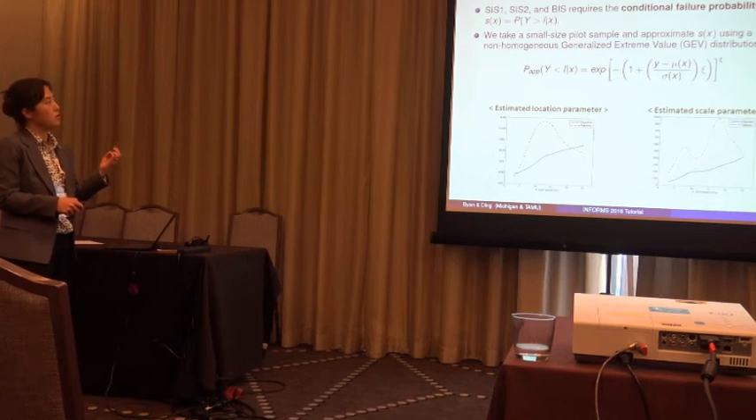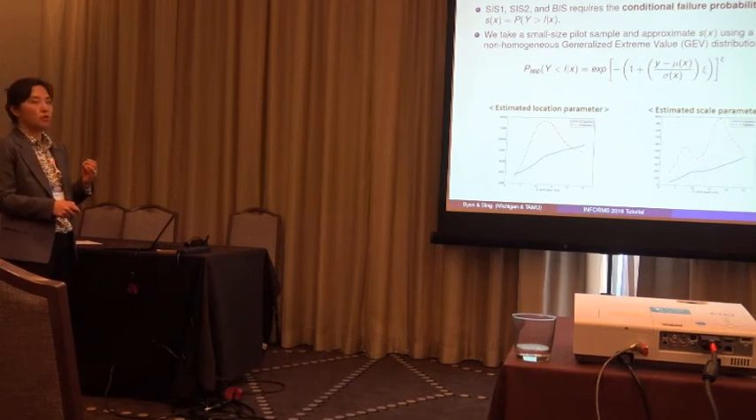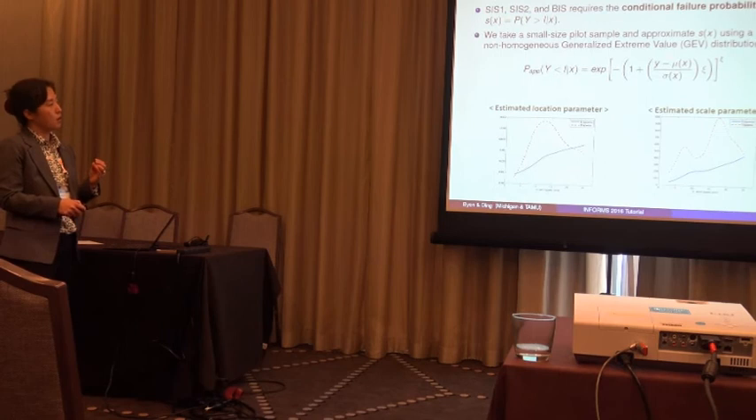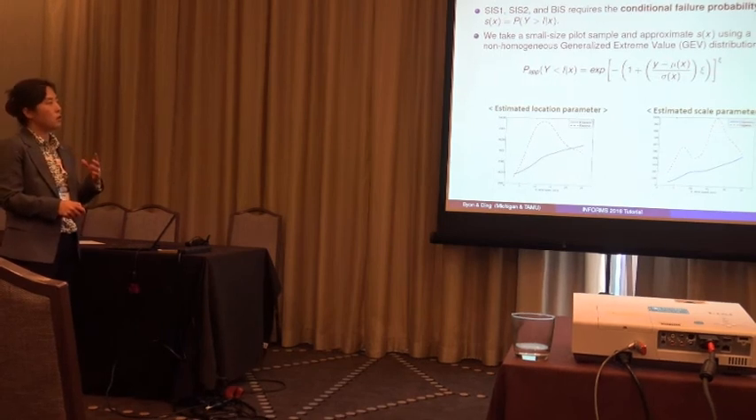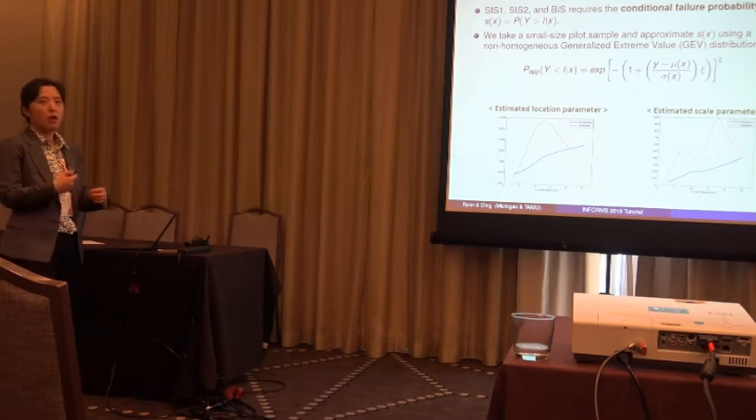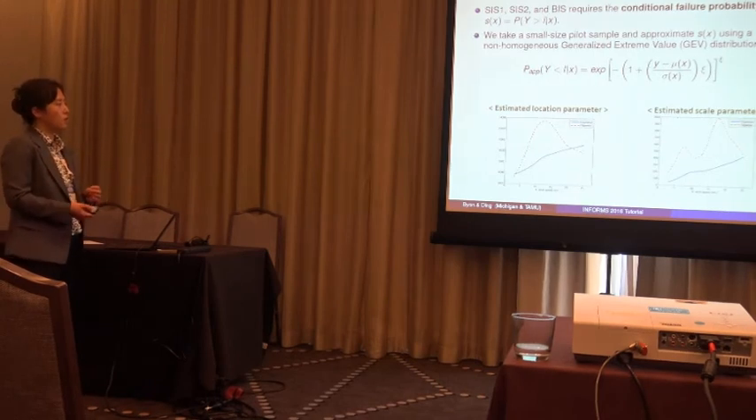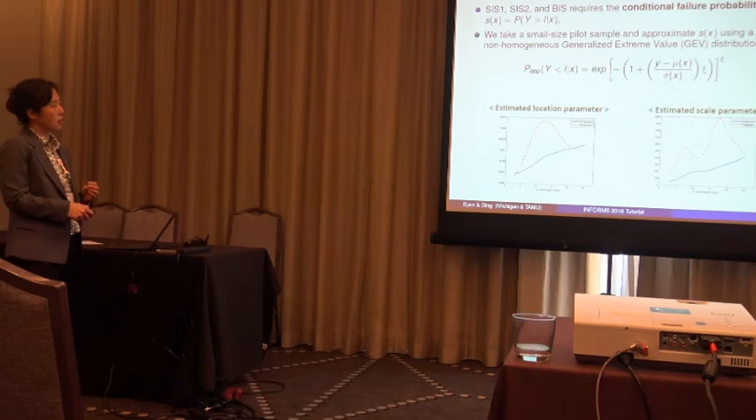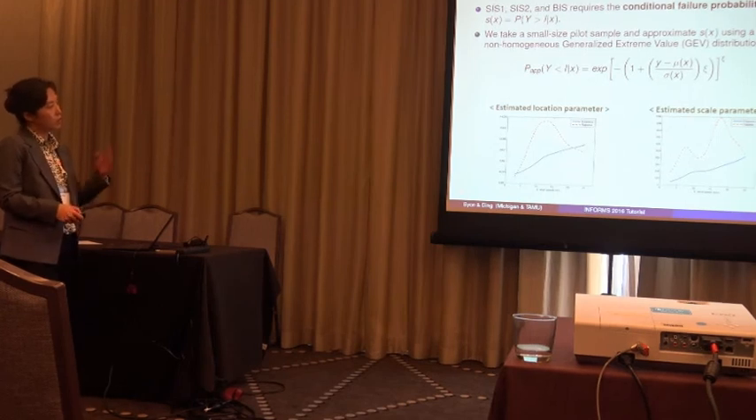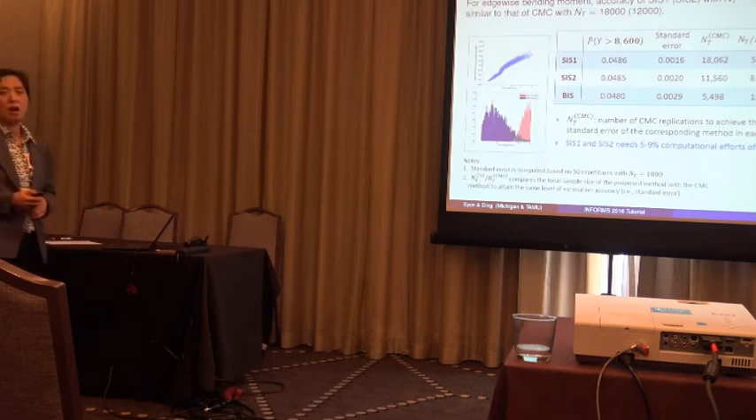Basically, we use the non-homogeneous generalized extreme value distribution, which has 3 parameters: location, scale, and shape parameters. But here we model the location parameter and scale parameter as functions of the wind speed. So this is the estimated location parameter and scale parameter depending on the response type. And this is our result.